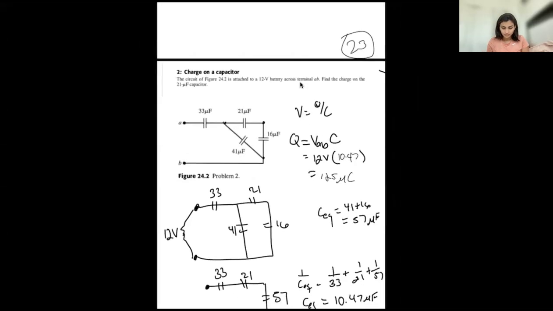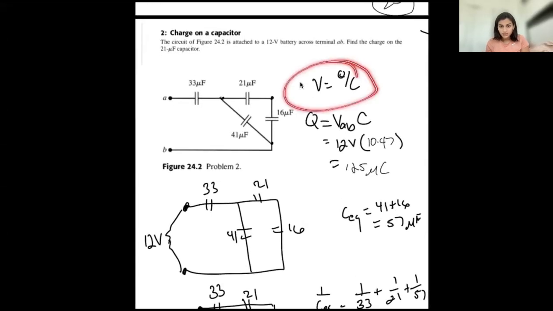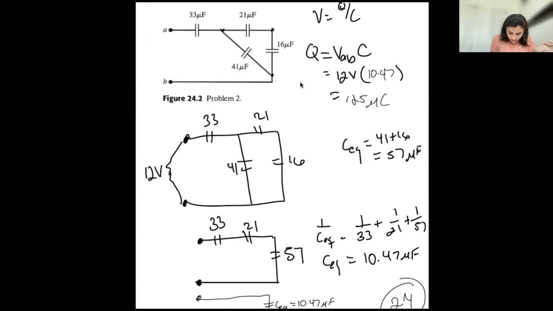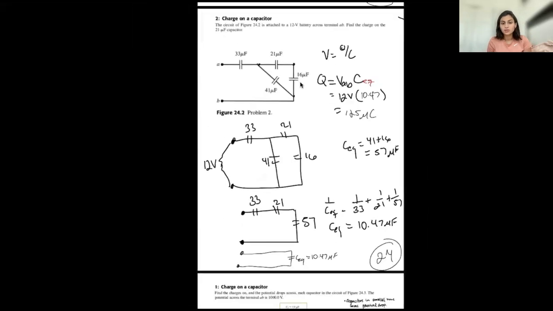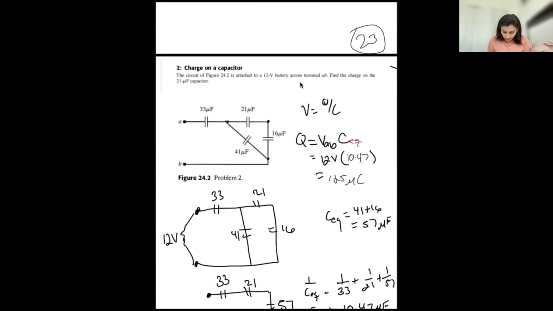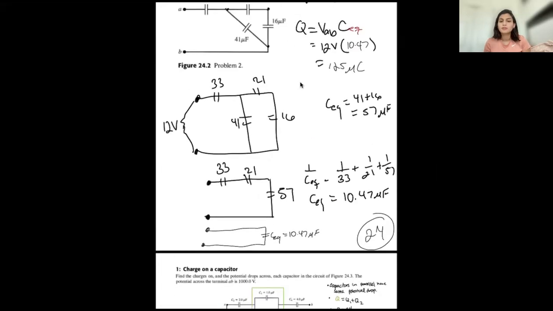Okay, so this is the voltage equals Q over C. Your charge is your voltage times your capacitance. The capacitance in this case is the equivalent capacitance that we calculated towards the very end, this 10.47, this one right here. We plug everything in and we get a charge of 125 microcoulombs. That would be the charge on this 21 microfarad capacitor.